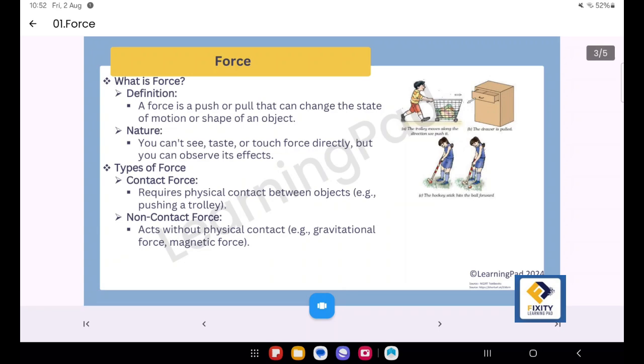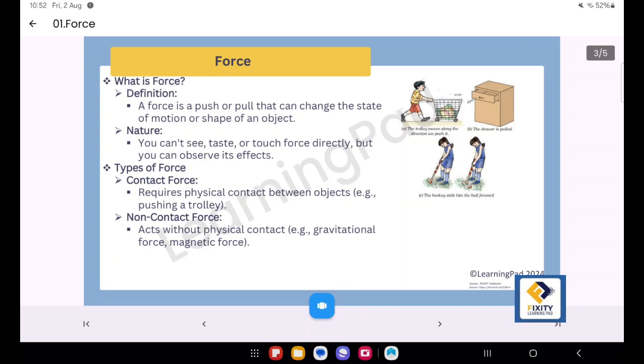Like here you can see the trolley is moving, in whichever direction we push it, we're giving it a force. The drawer is pulled. If we pull something, it is going to come near us. We can also change the direction with a force. Like if a ball is coming from some direction, we can apply a force and change it in another direction, right?